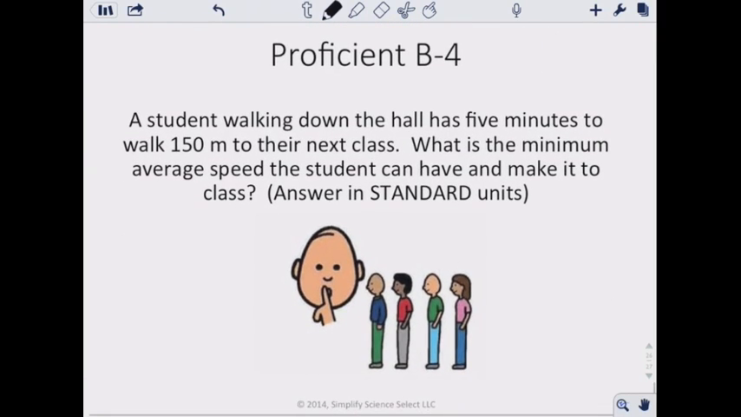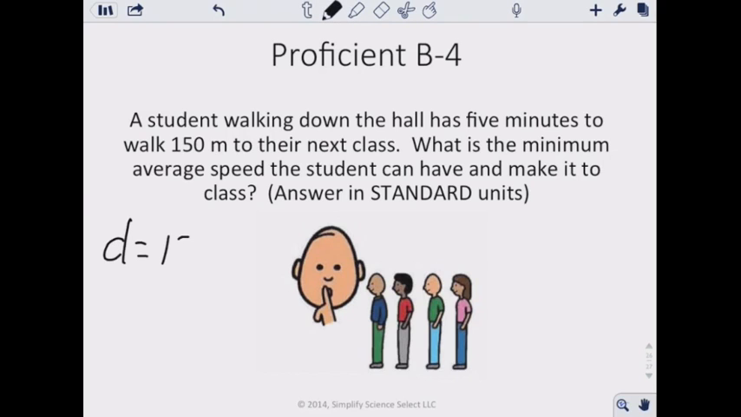Looking at our next one, it says a student walking down the hall has 5 minutes to walk 150 meters to the next class. What is the minimum average speed the student can have and make it to the class? Answer in standard units. So when we're looking at our given, it is 150 meters and then 5 minutes. So our time is 5 minutes. We need to convert it into seconds. So how many seconds are in a minute? Well, 60. So 5 times 60 is 300 seconds.